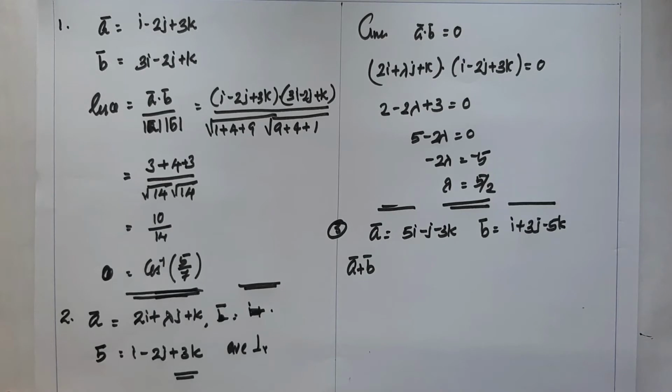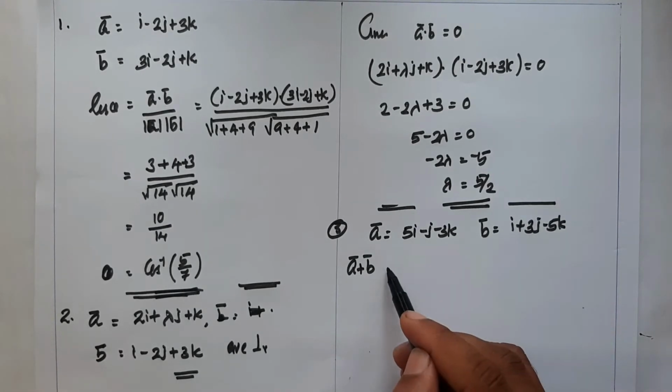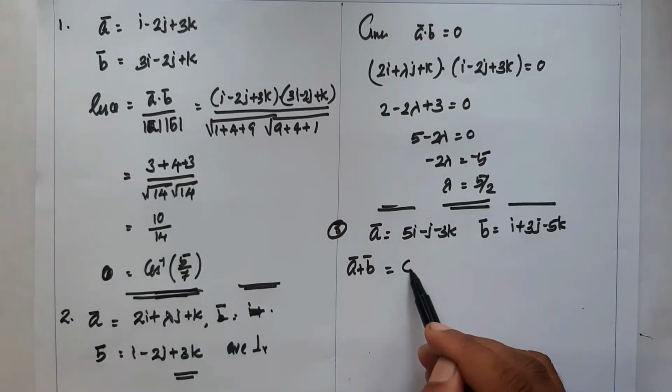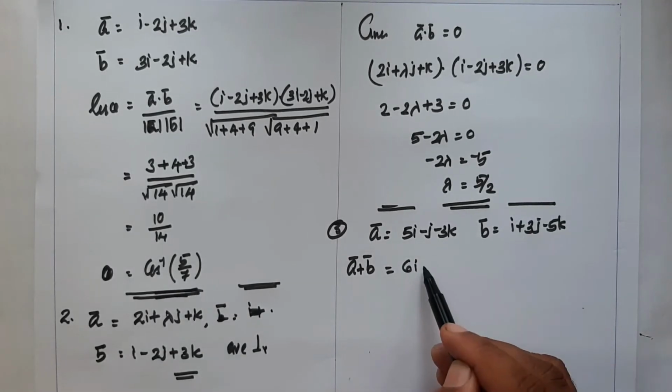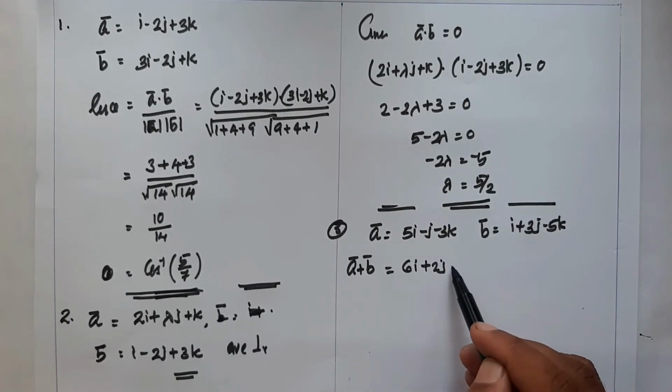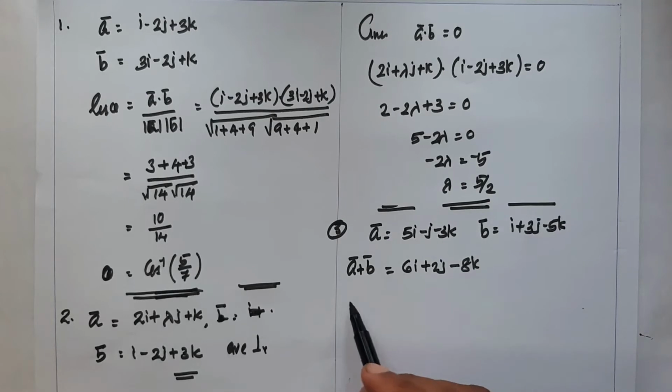Orthogonal means their dot product becomes 0. We have to prove that a plus b dot a minus b is equal to 0. First of all, we find a plus b, that is 5i plus i, 6i, minus j plus 3j, 2j, minus 3k plus minus 5k, that is minus 8k.